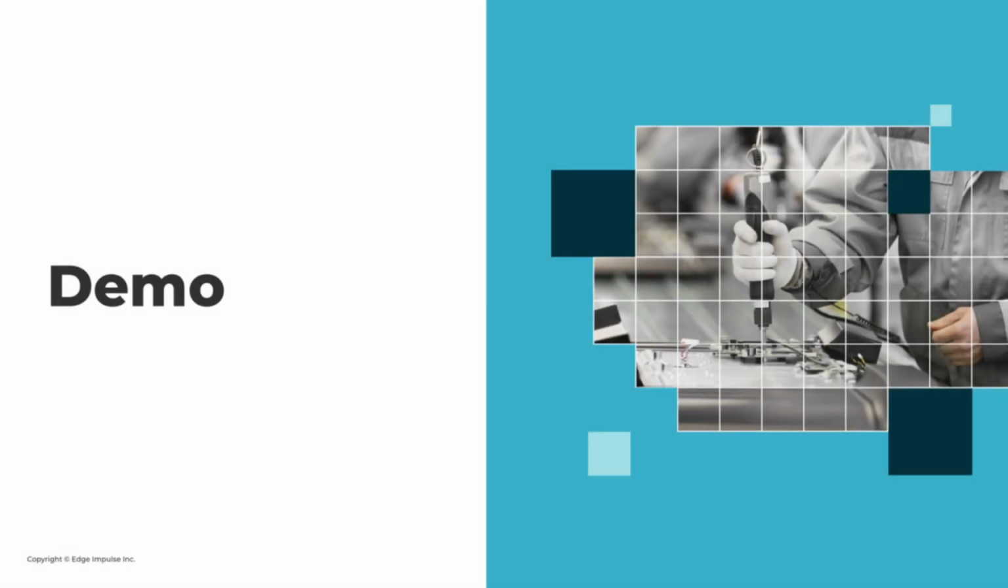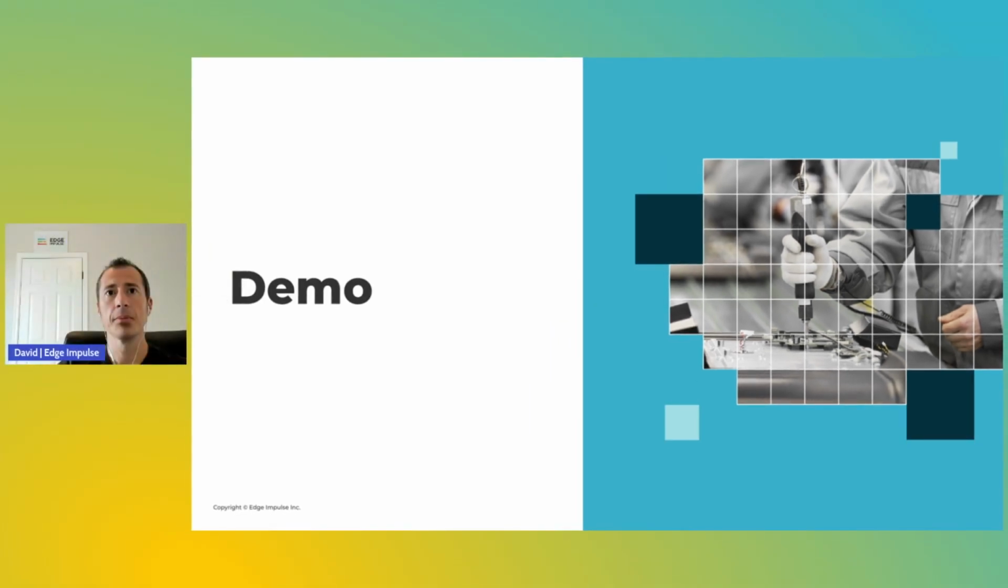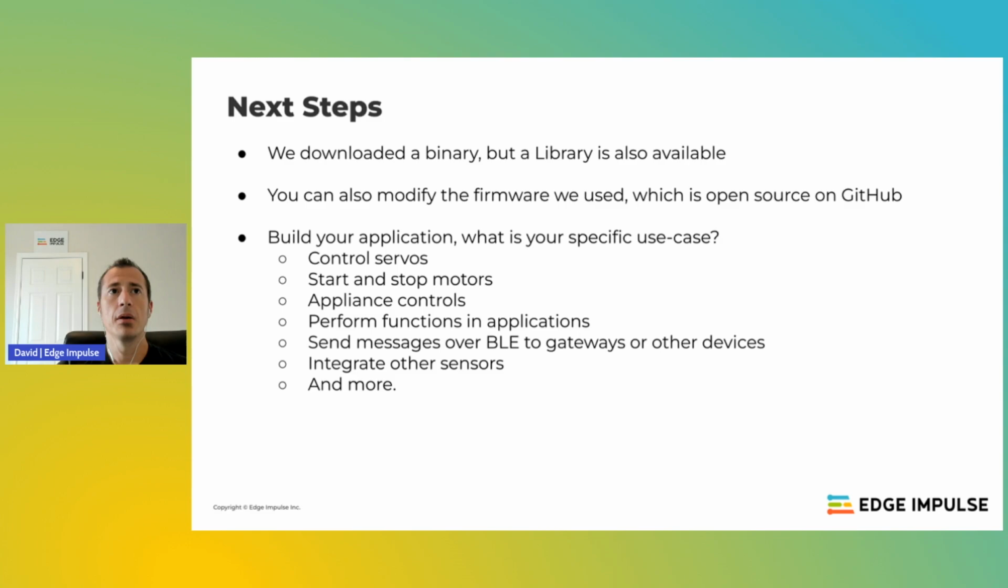So there you have it, keyword spotting on the Arduino Nicla Voice. Let's conclude by returning to our slides for a few final talking points. You just saw that we downloaded a binary, flashed it to the Nicla Voice, and ran the inferencing that way. But a library was also available. You can use the library to integrate and build out your own custom applications. You can also modify the firmware we used, which is open source. It's available on GitHub. Again, we'll put the link in the description.